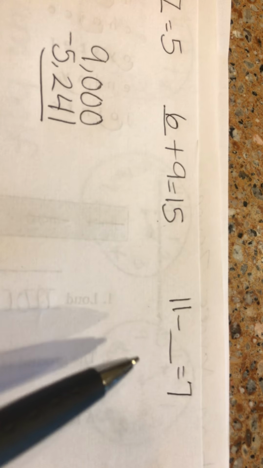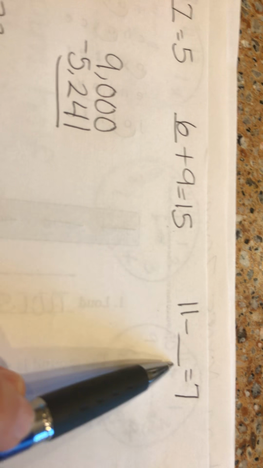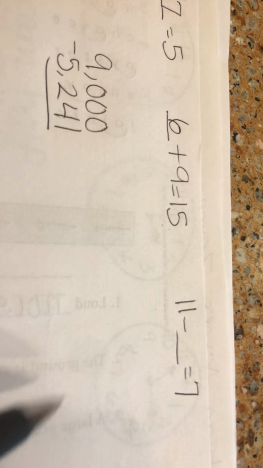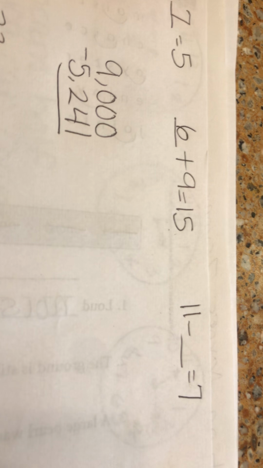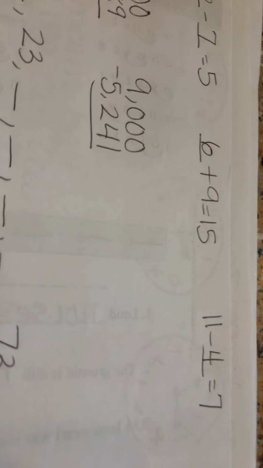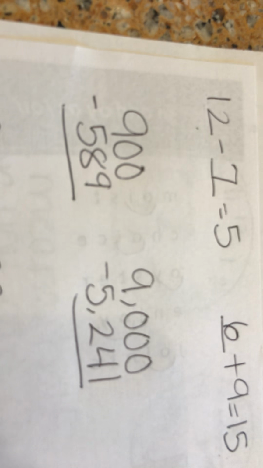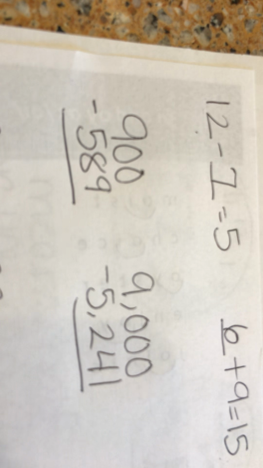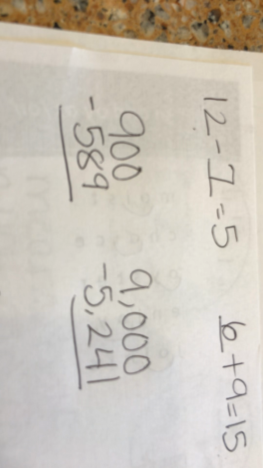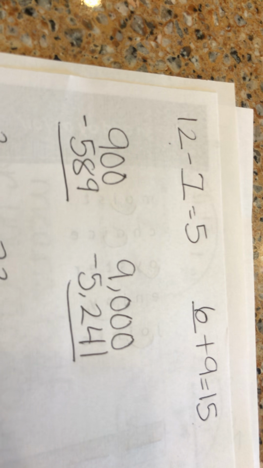And 11 take away some number equals 7. 11 is my largest number, so I need a subtrahend to get me to 7. So you can count up from 7 to 11, or you can count backwards from 11 to 7, and you should find the answer is 4 both ways. Now write these 2 problems on your board and pause the machine while you're doing it. Work the problems. When you have the answer, start the video back up.